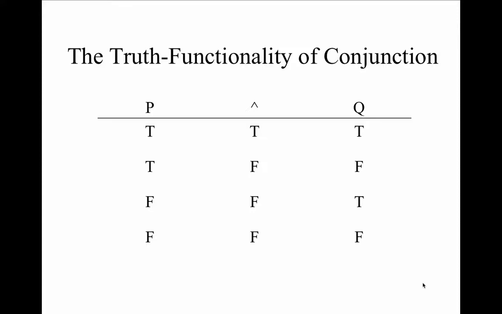Is it true that I have both P and Q on row 3? It's not true that I have both P and Q on row 3. That's because it's false I have P. Lastly, is it true that I have both P and Q on row 4? It's not true that I have both P and Q on row 4. In other words, it's false that I have both P and Q on row 4. That's because it's false I have P and it's false I have Q.